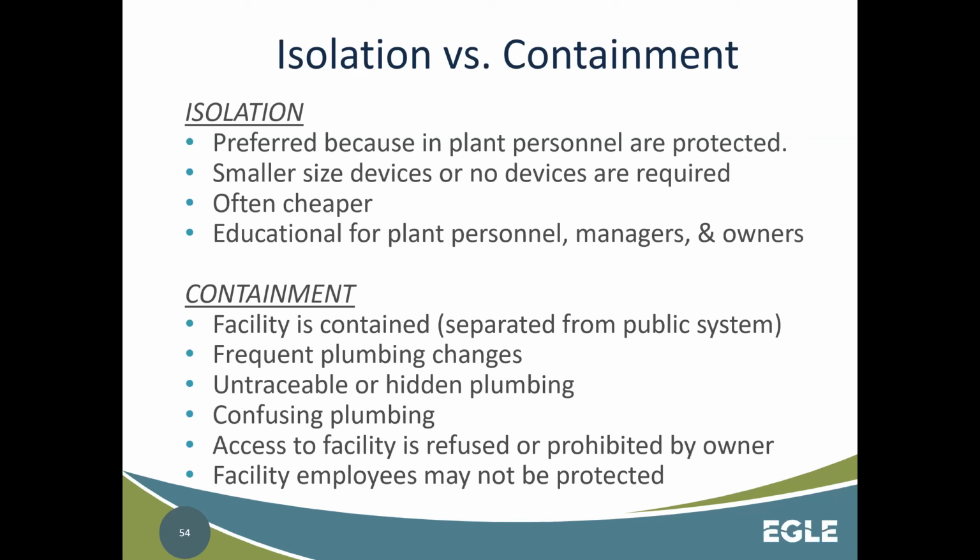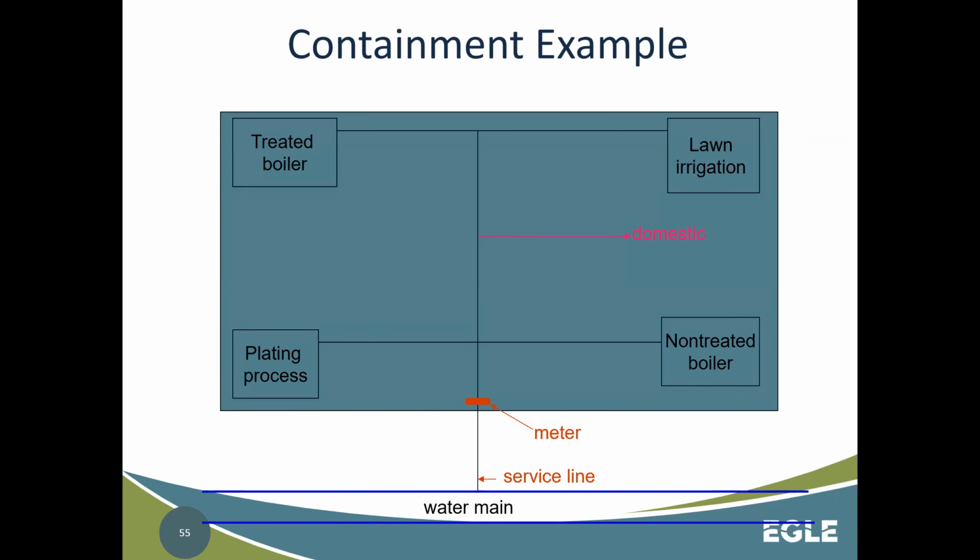Confusing plumbing. It's hard to trace the pipe again. Access to it. Or you might be refused into the buildings. Like I said, you only have a very limited scope in how much businesses have to show you. All right. Facility employees will not be protected though during containment. Okay. So here's an example of containment. You have the service line, the meter, and you put an RPZ there and bang, it's contained to the building. If anything ever occurs, everybody's affected.